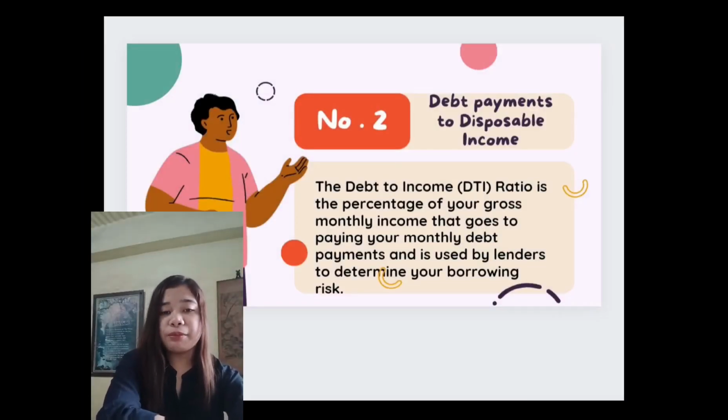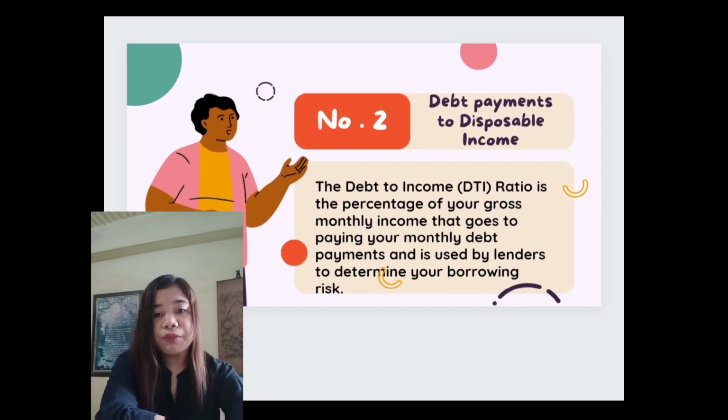Number 2 is the debt payments to disposable income method. So what is the debt-to-income or DTI ratio? The debt-to-income or DTI ratio is the percentage of your gross monthly income that goes to paying your monthly debt payments, and it is used by lenders to determine your borrowing risk. A low DTI ratio demonstrates a good balance between debt and income. In other words, if your DTI ratio is 15%, that means that 15% of your monthly gross income goes to debt payments each month.